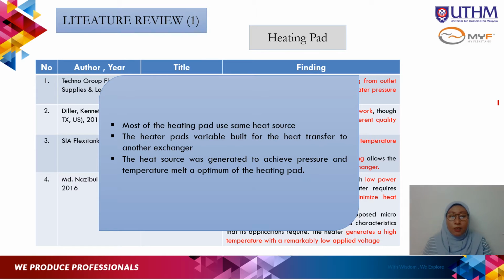For the summary of literature review number one: first, most heat impacts use the same heat source. Second, the heat impact variable is used for heat transfer to another exchanger. Number three, the heat source was generated to achieve the optimum pressure and temperature mark of the heat impact.